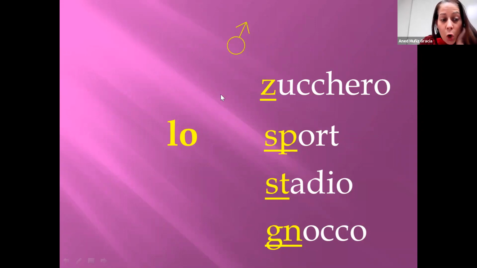So you use lo if the next word is a masculine singular word that begins with Z, S plus a second consonant, just one S doesn't cut it, or gn. And there are also some other examples that are not very common, mostly words of foreign origin like yogurt, right? The Y is not a letter in the Italian alphabet, but it's a foreign word. So you would say lo yogurt. But the ones that you need to be concerned with for Italian are Z, S and a second consonant, and gn.